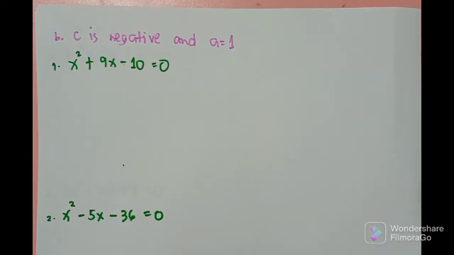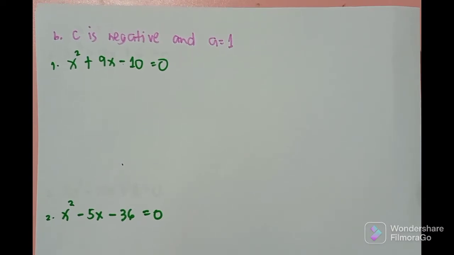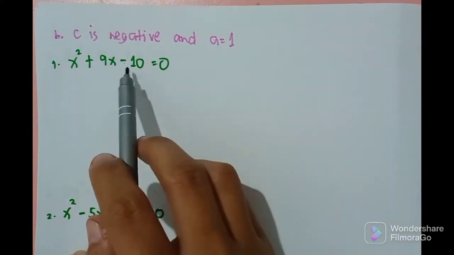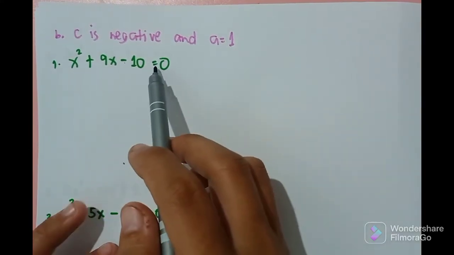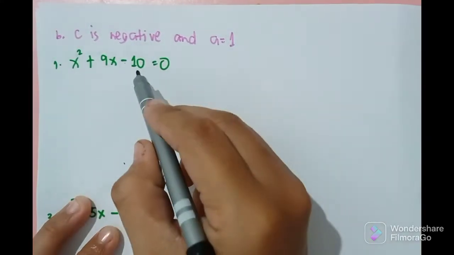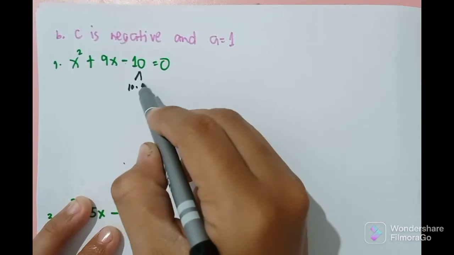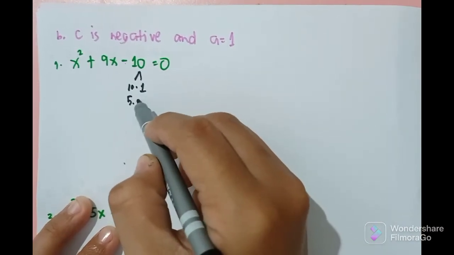Tandaan na kapag positive si C, parehas yung operator ng ating factor at nakadepende yan kay B. Okay po? Okay, so proceed tayo sa B. C is negative and A is equal to 1. So, we have x squared plus 9x minus 10. So, take a look at C. So, hanapin ulit natin yung factors ni C, ni 10. Ano bang factors ni 10? So, meron tayong 10 times 1, meron tayong 5 times 2.